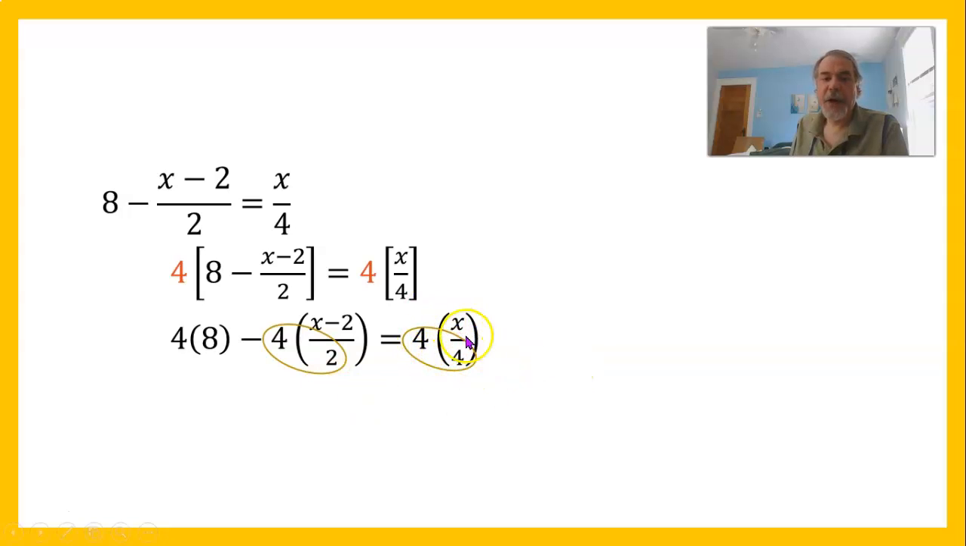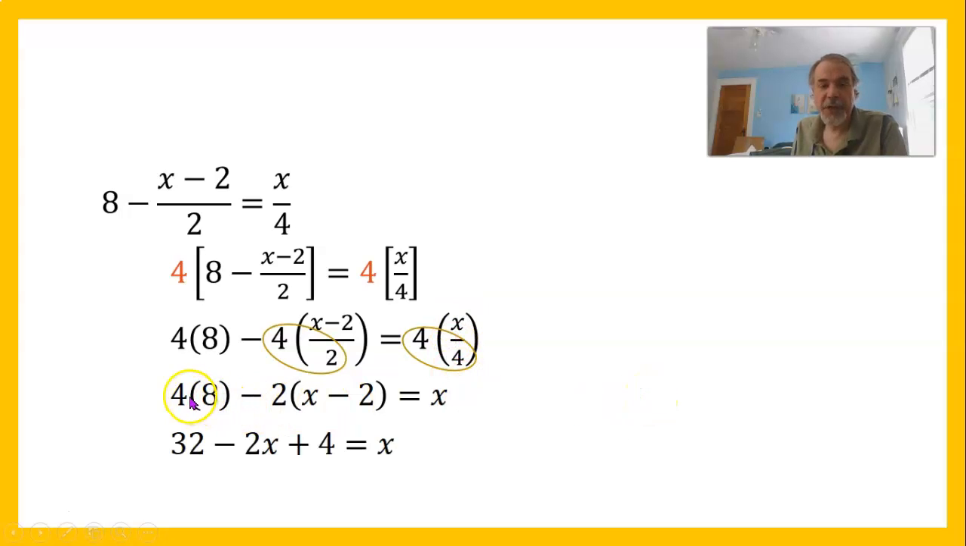And in this fractional situation, this 4 over this 4, 4 divided by 4, would just be 1. So we have 4 times 8 minus 2 times x minus 2 equals 1 times x. Multiplying things out, that's 32 minus 2x plus 4 equals x. I see like terms that I can combine. The 32 and the 4 already on the same side combine to 36. So it's 36 minus 2x equals x.